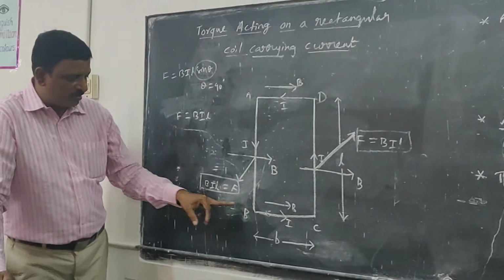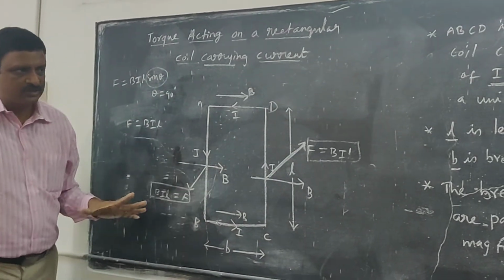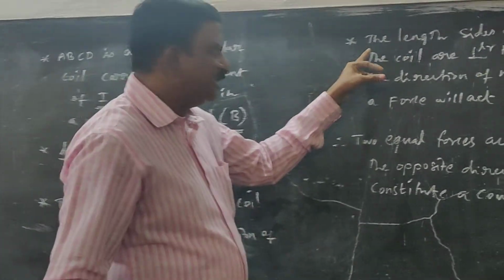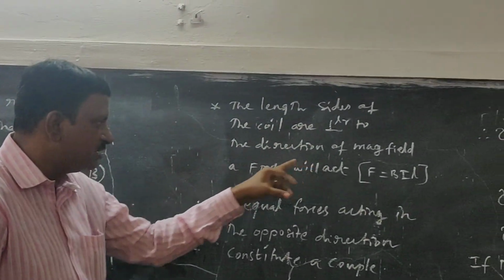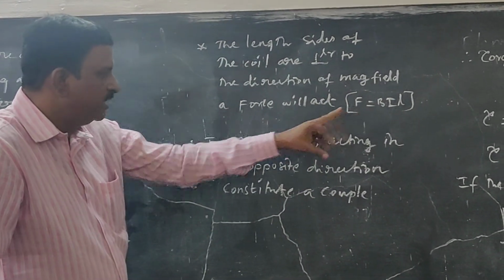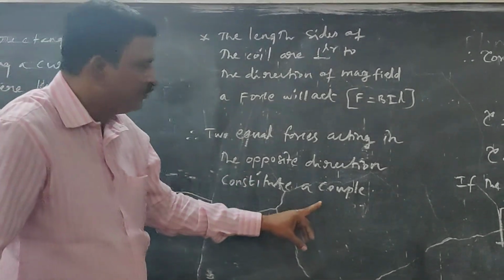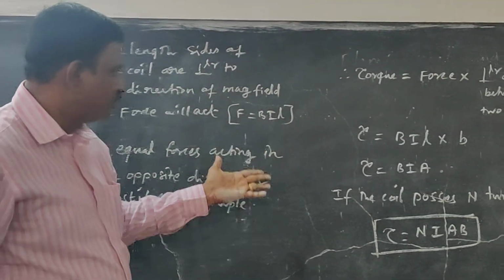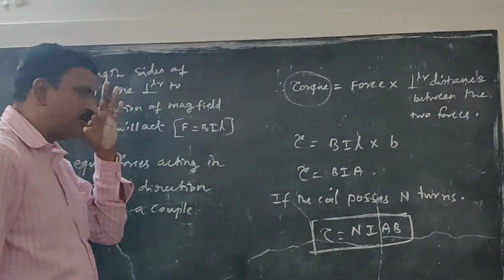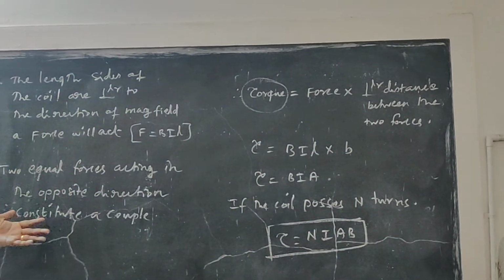On the left side of the coil AB one force acts, on CD one force acts. So two equal forces are acting in the opposite direction. Look, the length sides of the coil are perpendicular to the direction of magnetic field, so the force value is F is equal to BIL. So two equal forces acting in the opposite direction constitute a couple. Whether you say couple or torque, it is the same. Already in the first semester, first unit, we discussed moment of a force, torque, couple.